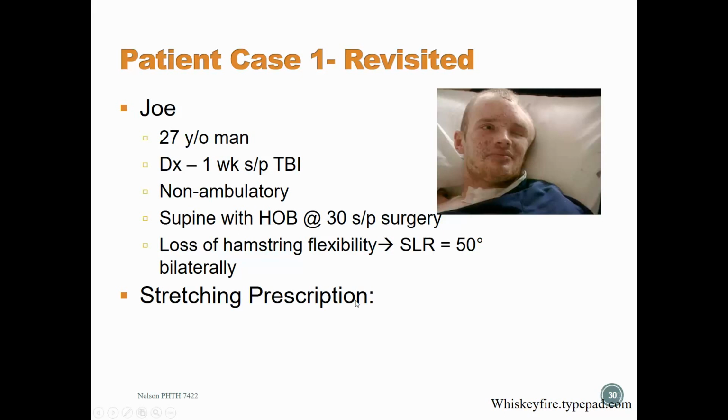What would I do to stretch to gain hamstring flexibility for Joe? So I want you to pause the video and write down what we are stretching. We're stretching the hamstrings. What position? What motion? How much? How long? How frequent? Is it going to be something Joe does to himself? Is it something you, the therapist, do? Is it something that he can do actively?